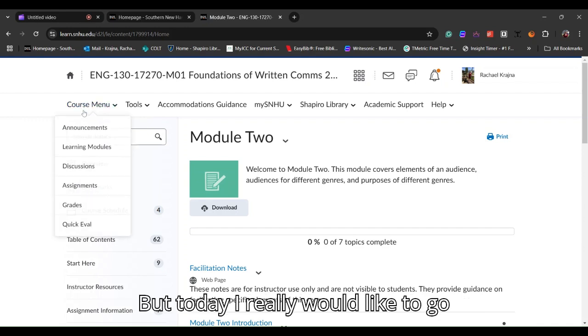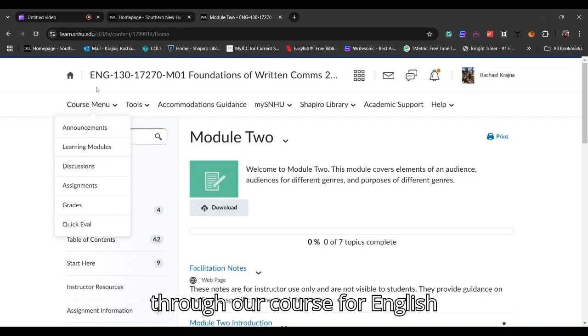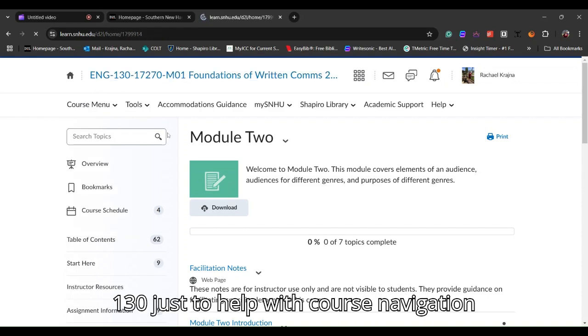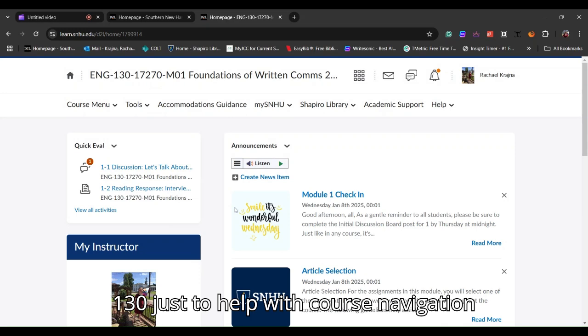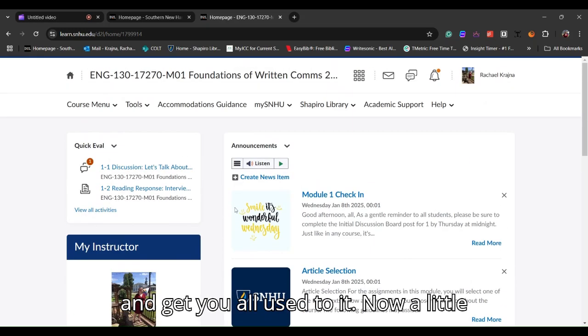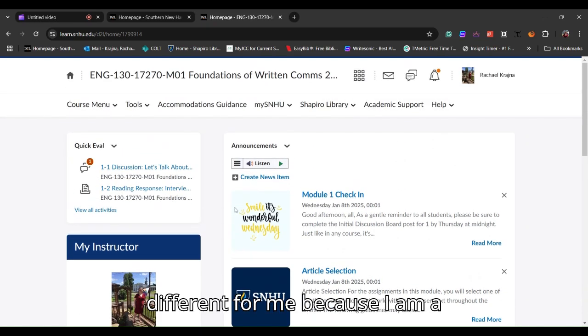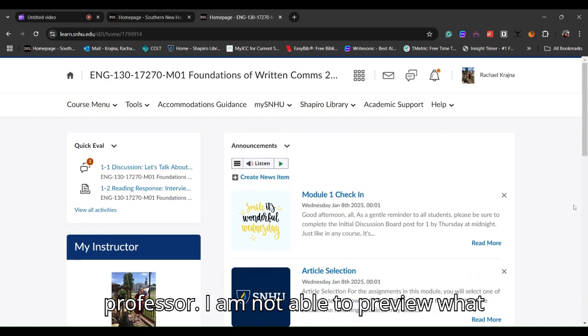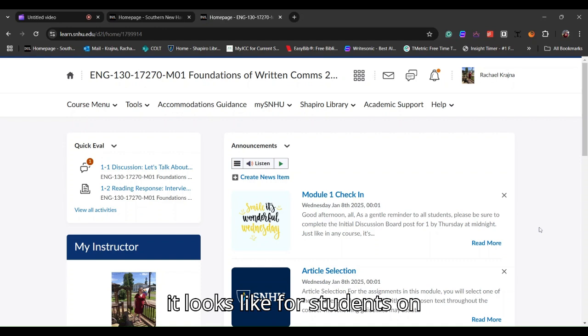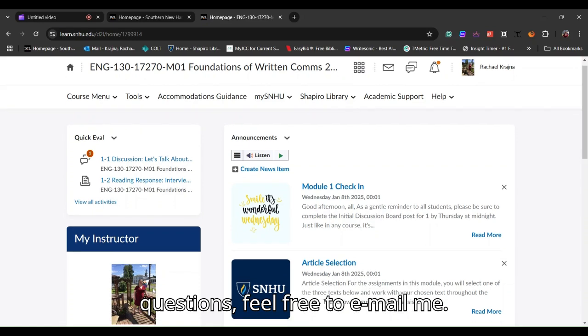But today I really would like to go through our course for English 130 just to help with course navigation, get you all used to it. Now, a little caveat here, it might look a little different for me because I am a professor. I am not able to preview what it looks like for students on Brightspace. But if you have any questions, feel free to email me.